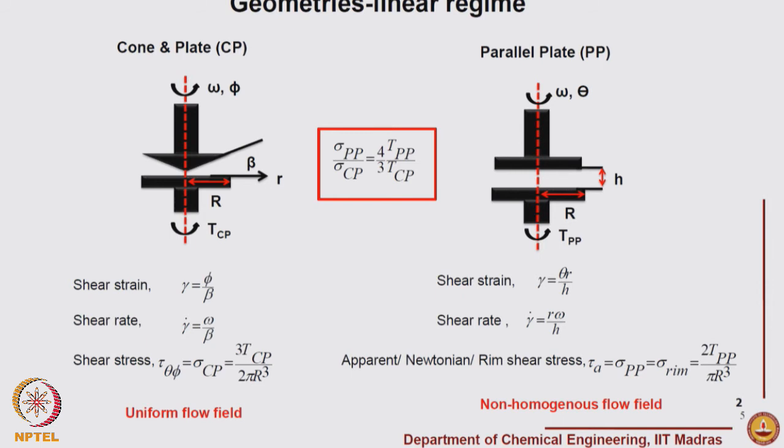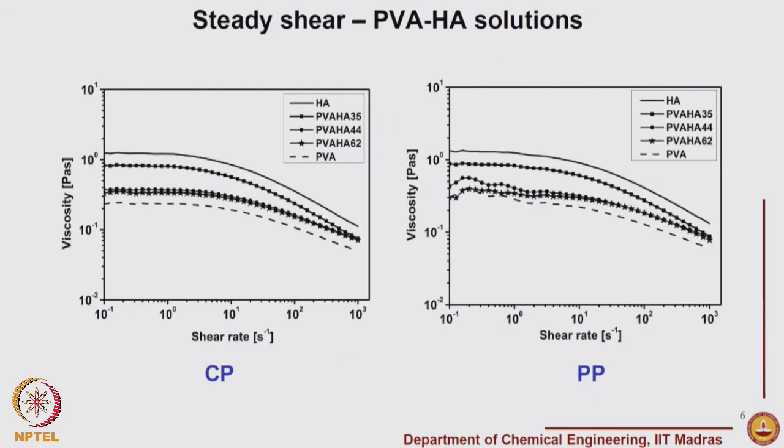From an application point of view or an analysis point of view, if I use the same material in these two different geometries, how good is the comparison between different materials? The slide here shows different materials being tested in two different geometries. On the left side we have cone and plate, and on the right side we have parallel plate. Right at this point of time we don't need to focus on what those things mean, but you can see that on the left hand side the solid line is HA, while on the right hand side also the solid line is HA. What would be your observations when you look at these two sets of data?